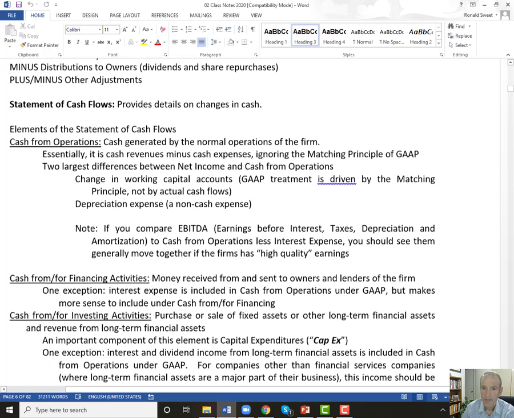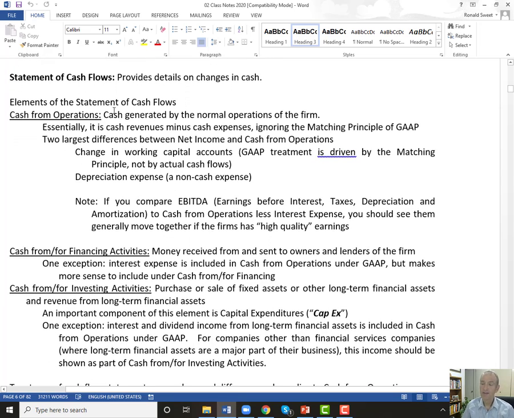We'll see. So the statement of cash flow provides details on obviously the changes in cash. And there's three components there: cash from operations, cash from or for financing activities, and cash from and or for investing activities. So cash from operations, it's essentially the income statement, but on a cash basis. Remember, we talked about accrual accounting, things like accounts receivable, inventories, accounts payable, items that are very closely tied to operations, but we don't use them entirely on a cash basis.